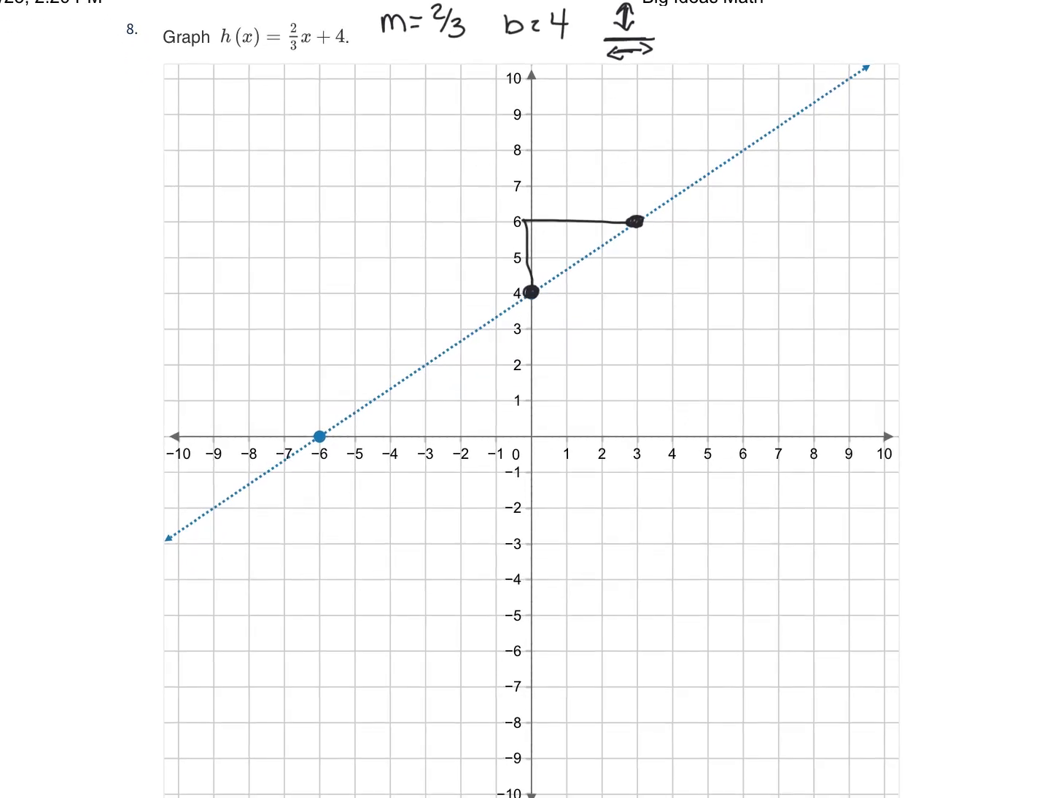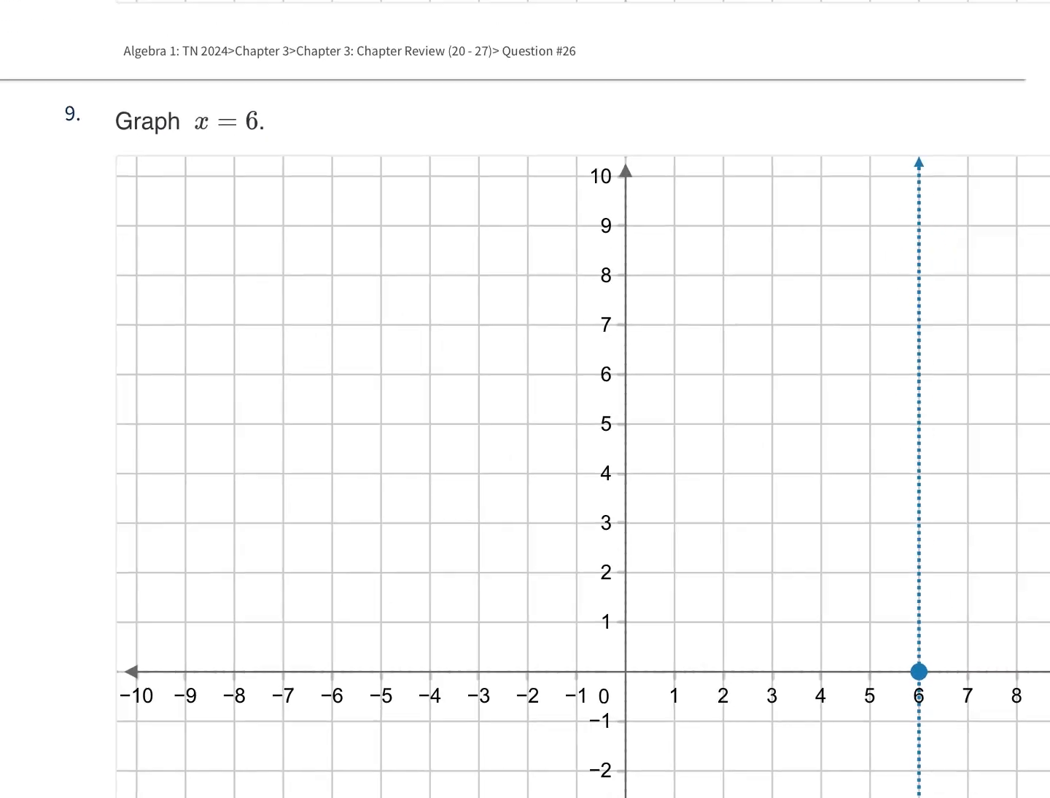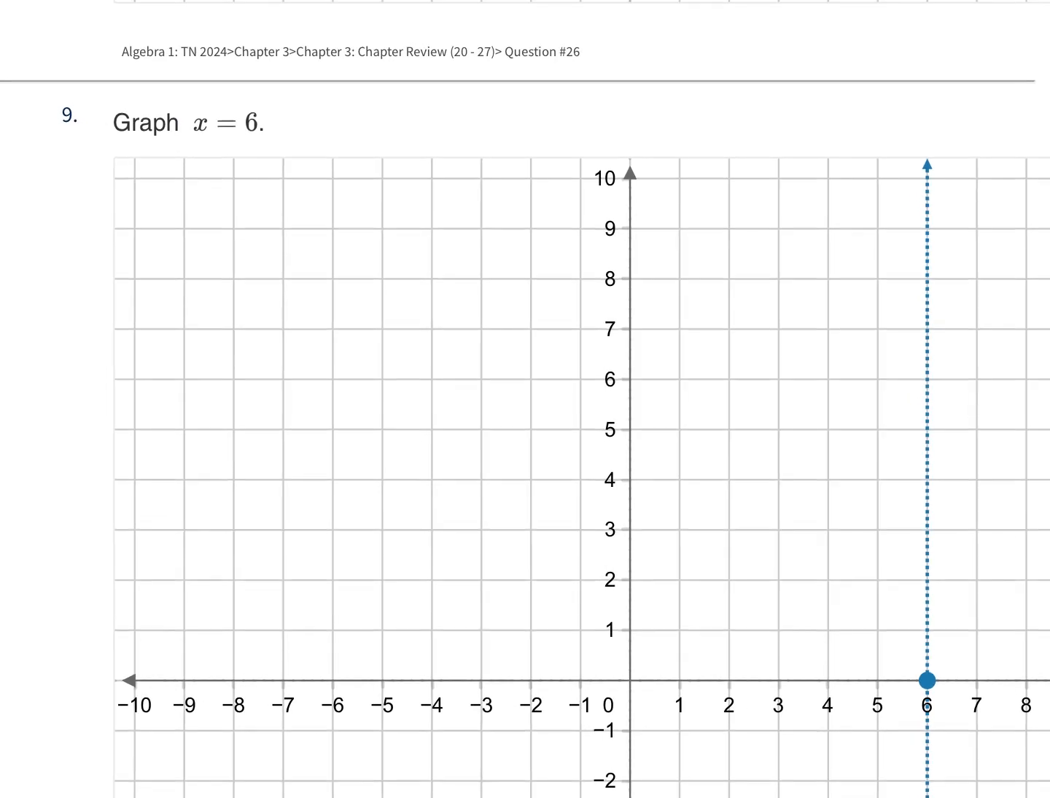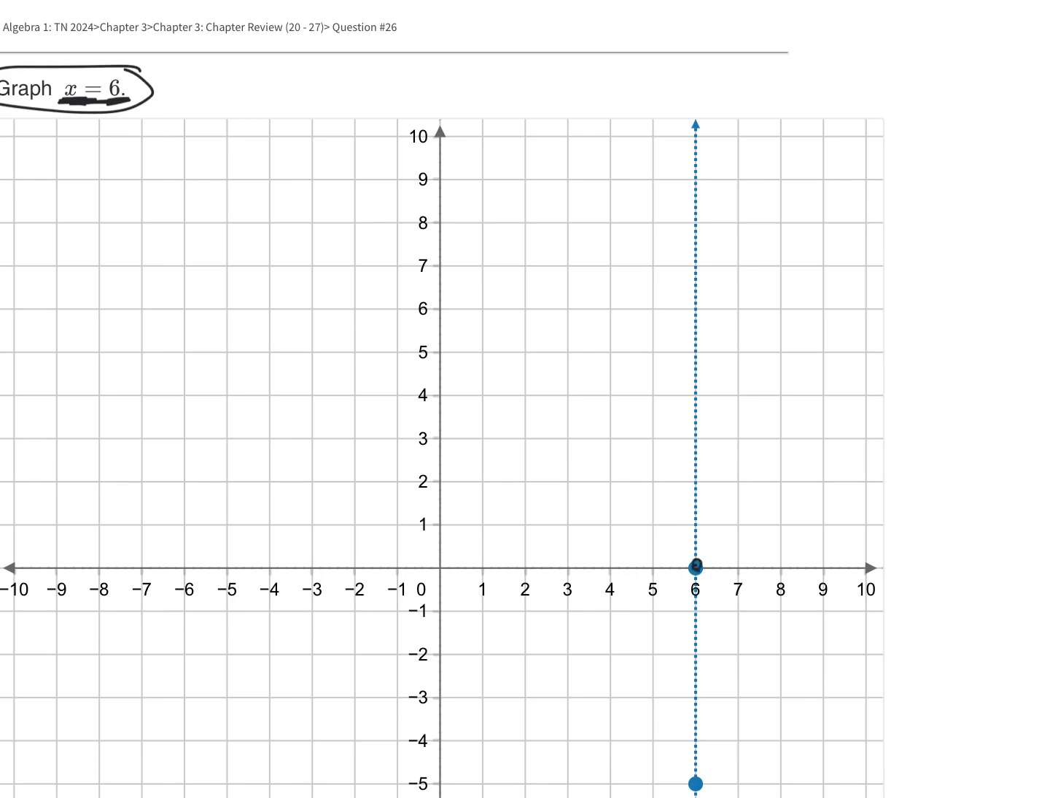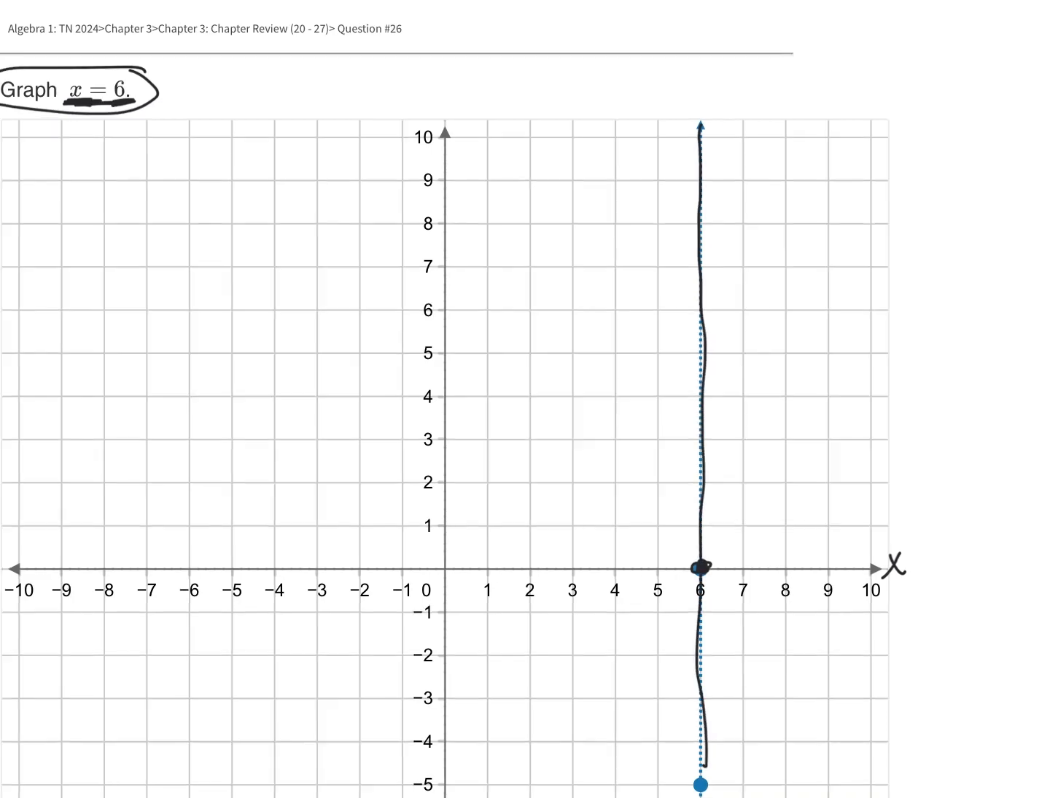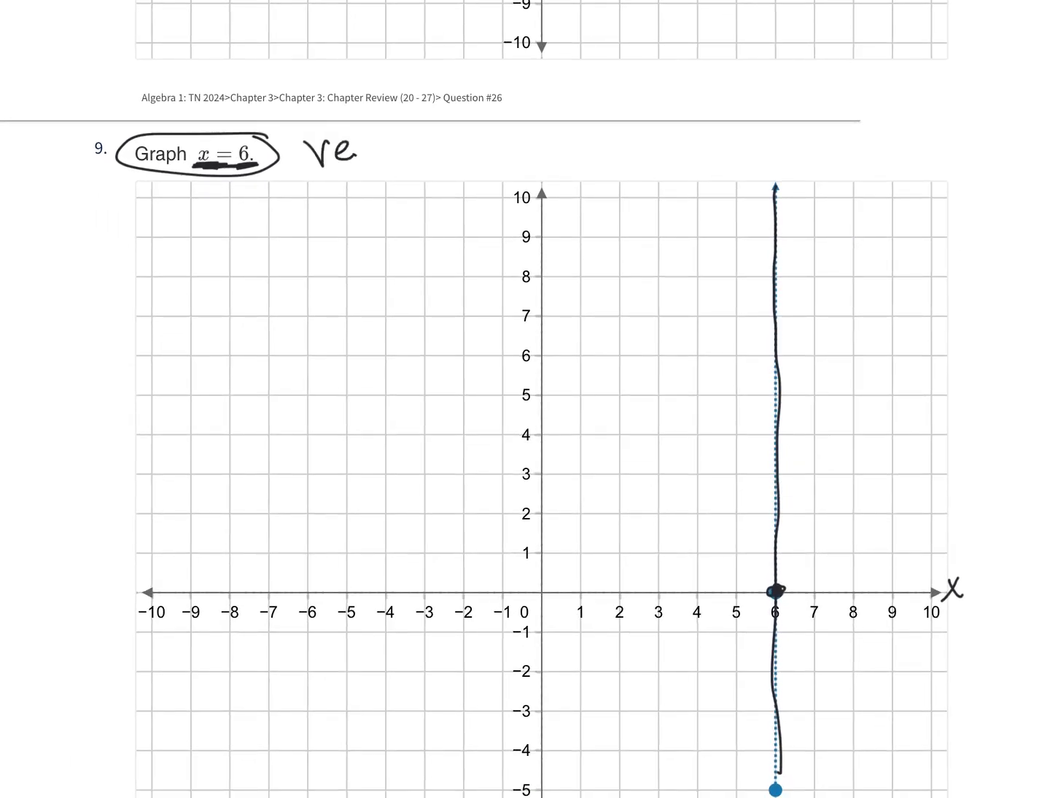Okay, look at the next one here. It says x equals 6. All right, this is one of those special lines. There's not a y, so it's never going across y. So it tells you what to do. Cross x at 6. So here's x at 6, and my line's going to cross it. So this is a vertical line.